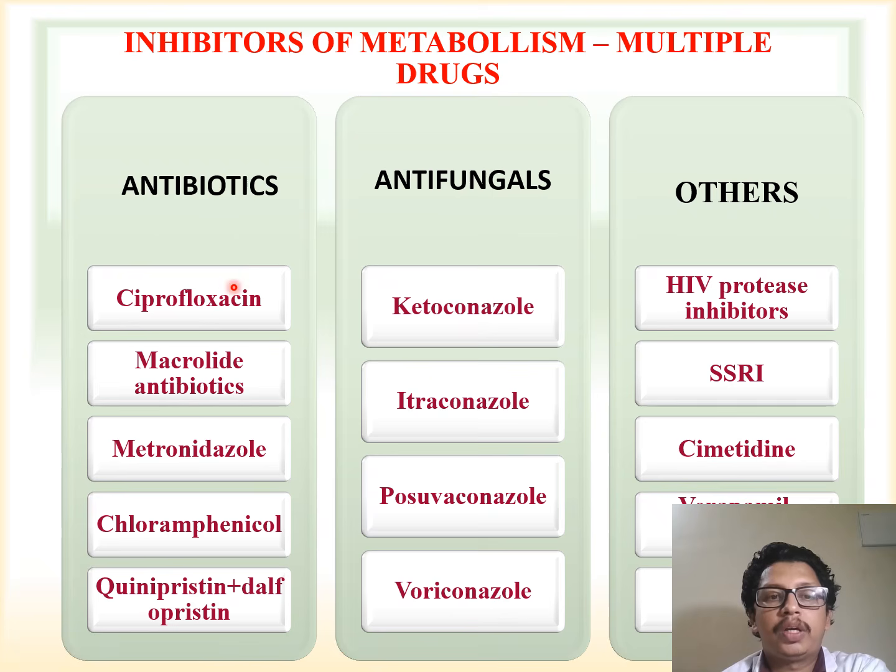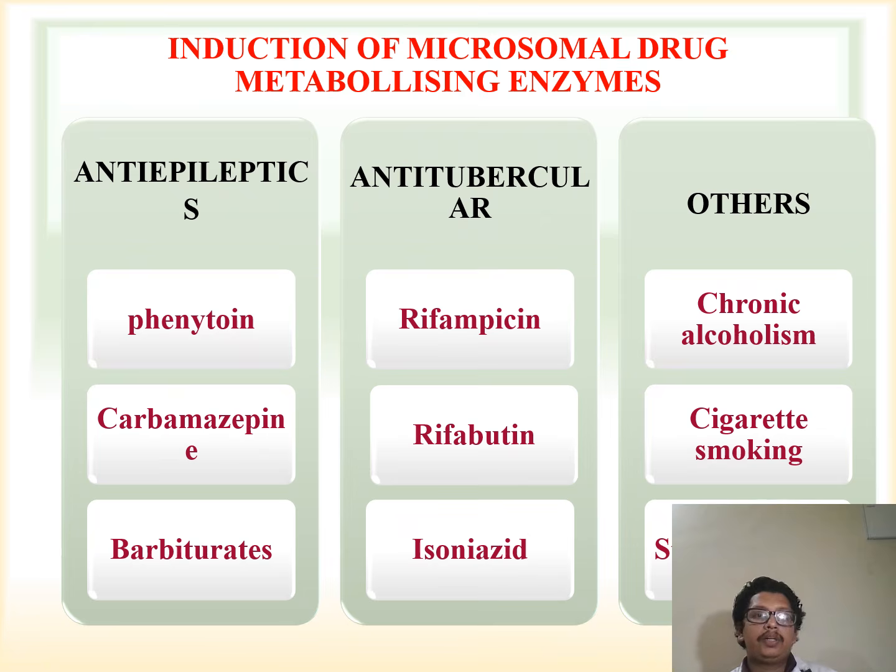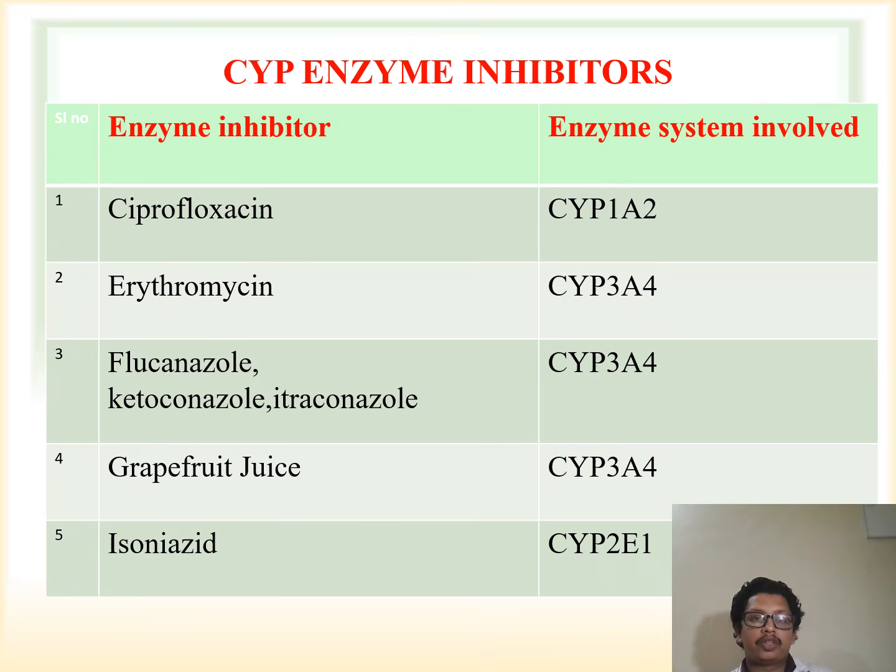CYP metabolism inhibitors include antibiotics like ciprofloxacin, macrolides, metronidazole, chloramphenicol, quinupristin, dalfopristin, and antifungals like ketoconazole, itraconazole, posaconazole, and voriconazole. And HIV protease inhibitors, SSRIs, and cimetidine. And inducers, some of the examples of inducers are antiepileptics like phenytoin, carbamazepine, barbiturates, antitubercular drugs like rifampicin, rifabutin, isoniazid, and others are chronic alcohol and cigarette smoking.